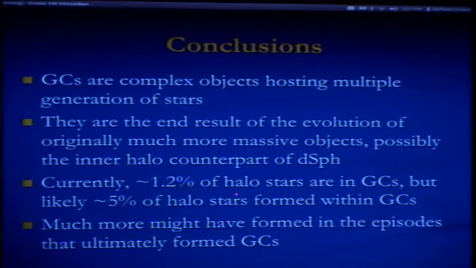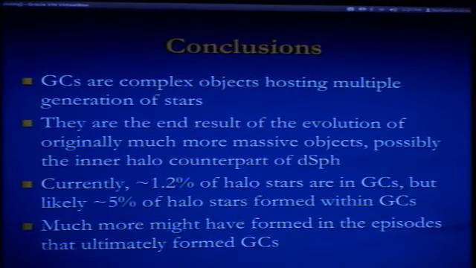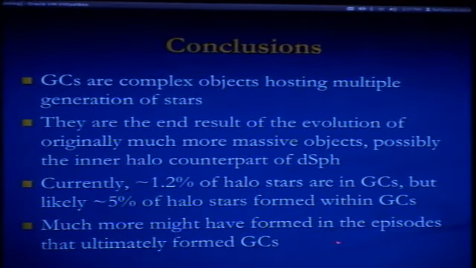Currently, 1.2% of the halo stars are in globular clusters, but likely 5% of the halo formed within globular clusters, the massive clusters. But much more might have formed in the episodes that ultimately formed the globular clusters. This is the last slide of my talk.